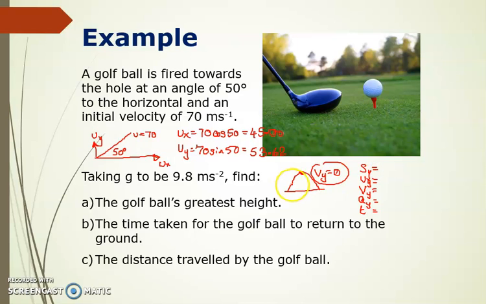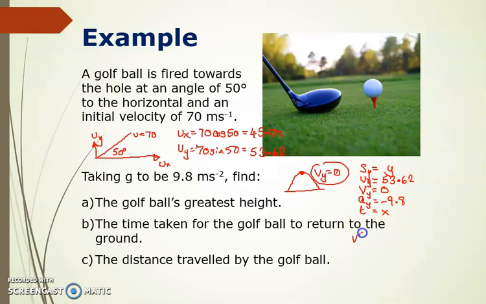What I'm after is the greatest height, so I'll put y there. The uy, I actually know what that is already, it's 53.62. And the other thing I know will happen at the greatest height is the Vy, its velocity in the upward direction, will be 0. I've already said that ay is minus 9.8, it will always be that, and I actually don't care about the time.